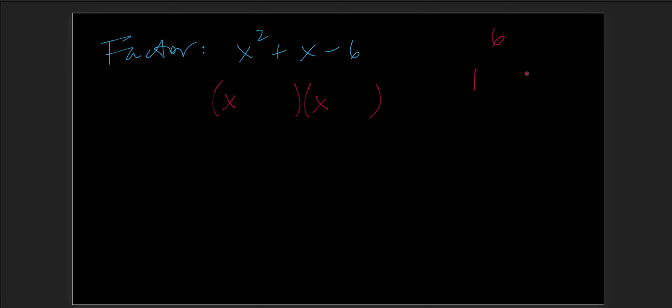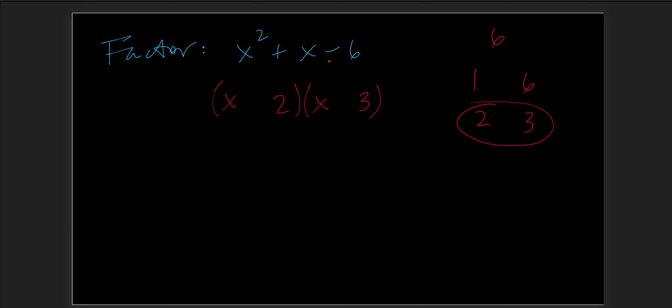And I think of the factors I have to work with for 6. I have 1 and 6, and 2 times 3. I'm going to put a pair of those in here. I have to pick the pair that when I multiply them, I get a 6, but when I add or subtract, I get a 1. If I add these, I'll get a 7. If I subtract them, I'll get a 5. So I'm going to throw in 2 and 3, and I consider the signs last.